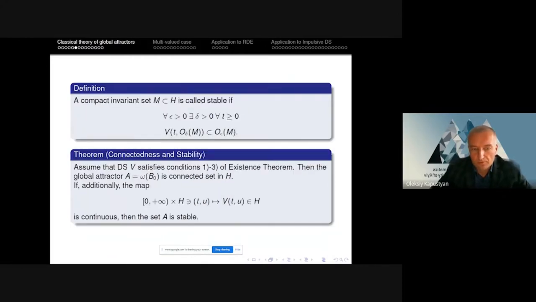And as I said before, if we introduce the notion of stability, this is the classical stability in the Lyapunov sense. What does it mean that the compact invariant set M is stable? Then it turns out that without any additional assumptions, only under the assumptions of the existence theorem, our global attractor will be a connected set. And if this map is continuous with respect to both variables, t and u, then our global attractor is stable. So the global attractor is a connected and stable subset of the phase space.